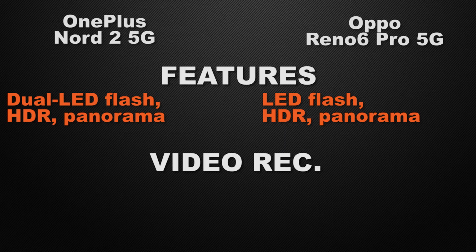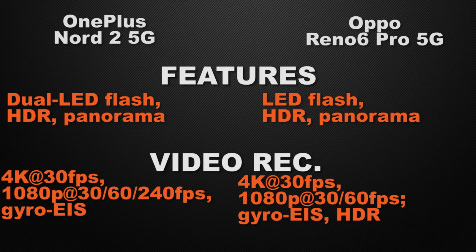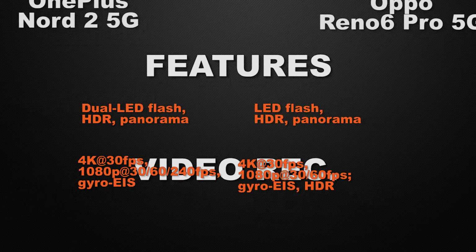And about the video recording options in the devices, Nord 2 can shoot 4K video max at 30fps, Full HD video max at 240fps with gyro electronic image stabilization, whereas Reno 6 Pro can record 4K video max at 30fps, Full HD video max at 60fps with gyro electronic image stabilization. So the winner here is Nord 2 because it can record Full HD video max at 240fps.